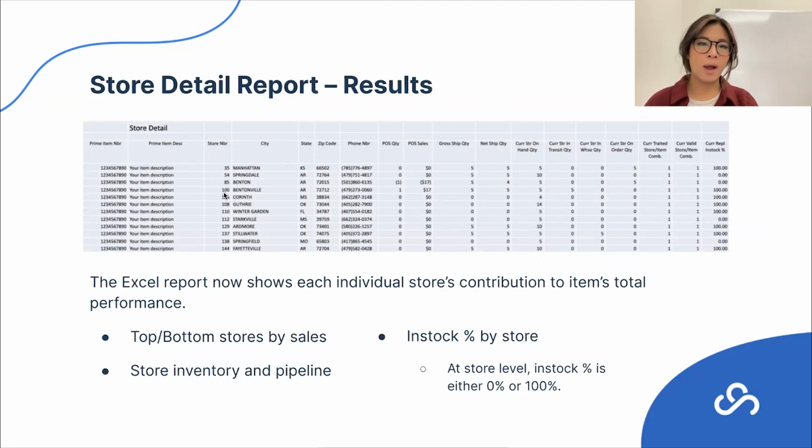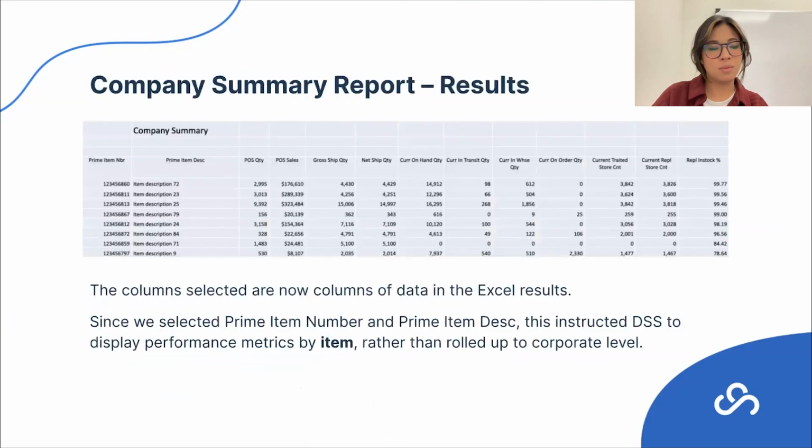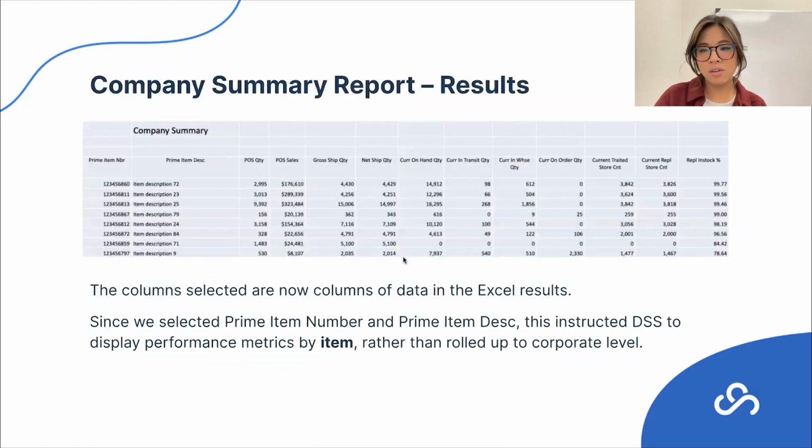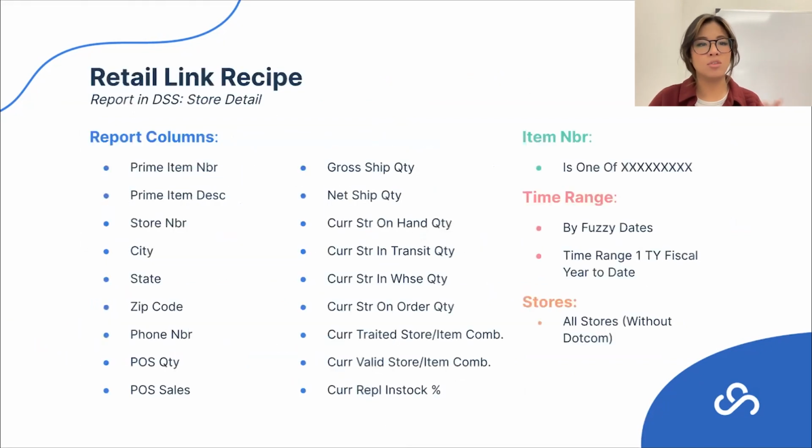If you just want to know how many stores you're in, you can pull just using this particular recipe. You can see a current traded store count. You can see here, item 6860 is in 3,800 stores. So the company summary report will tell you how many stores you're in, and the store detail report will tell you which stores you're in.